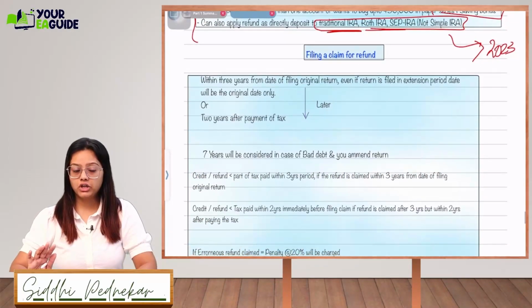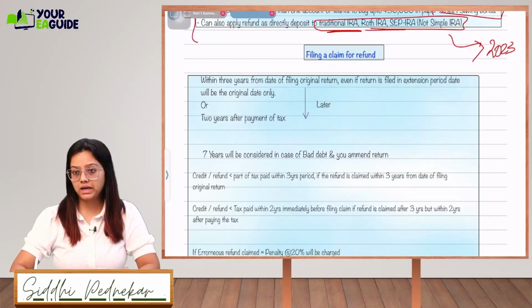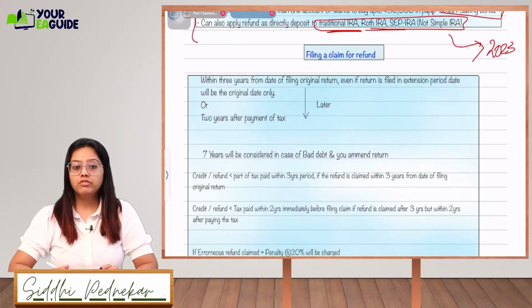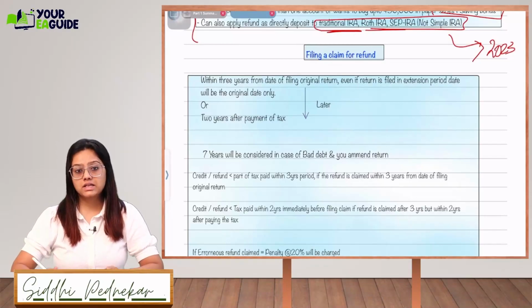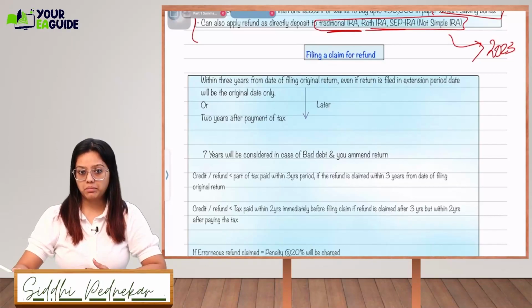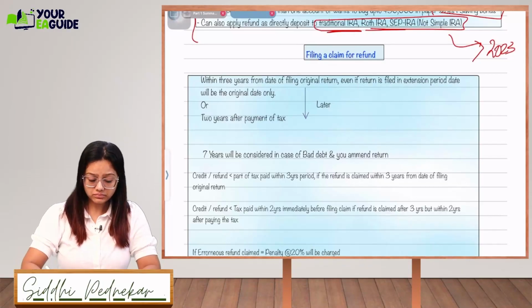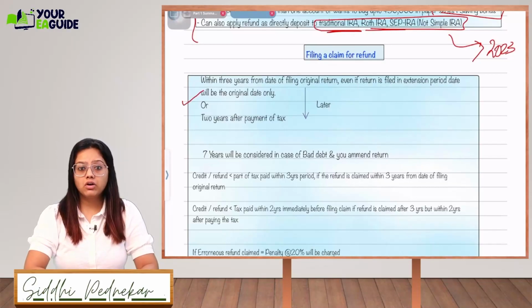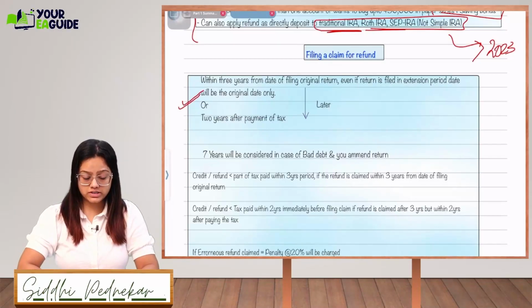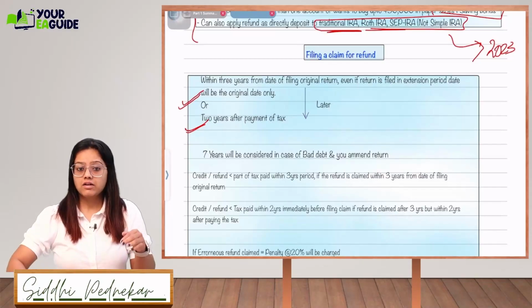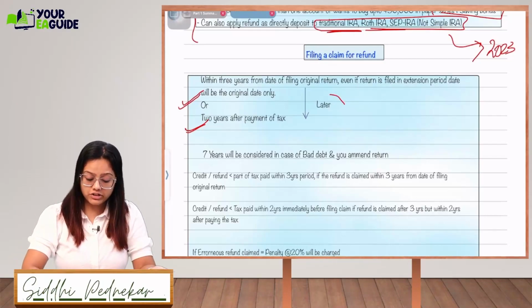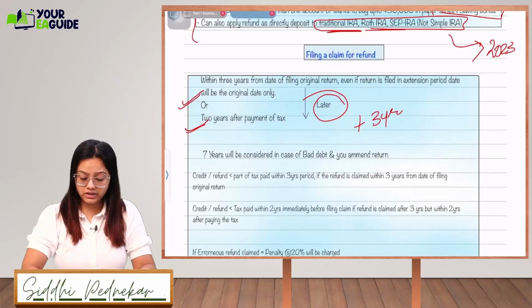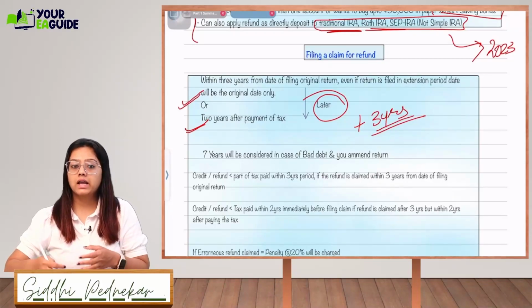Filing a claim for refund, you have to file a claim for refund separately if you are not taking a direct deposit within 3 years from the date of filing the original return. Even if the return is filed in the extended due date, 15th October or 15th April, you have 3 years. Okay, the date will be the original date only, or 2 years after the actual payment of the taxes. Means whenever you paid the withholding taxes, whenever you paid the estimated taxes, that is the actual payment of taxes, that date or the due date when you file the return, whichever is later, from that you calculate 3 years. Till that time you can file a claim for refund.